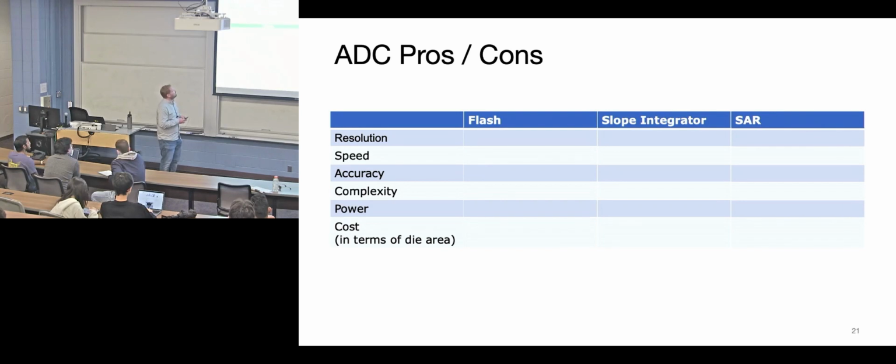So what do you think for flash? And related to the rest of them, how do you think the resolution is? Yeah, pretty low. That's okay. How about speed? Okay. How about accuracy? It might be hard to actually say how good a value, but what do you think would be the factors for accuracy for a flash ADC?